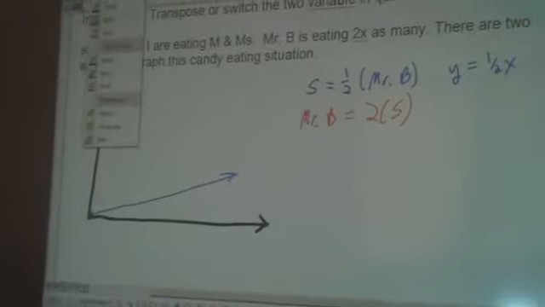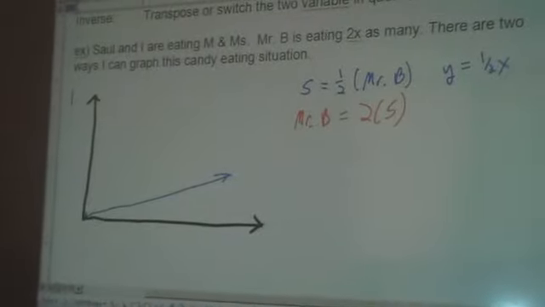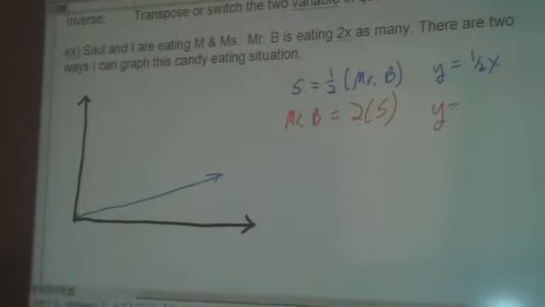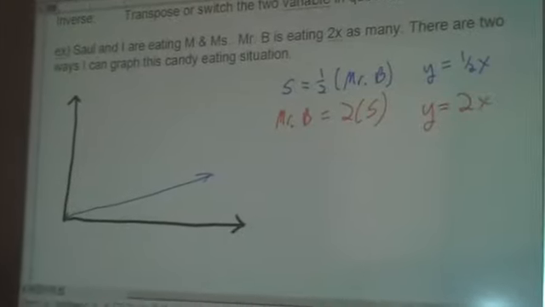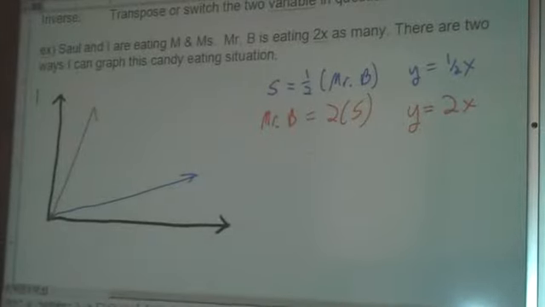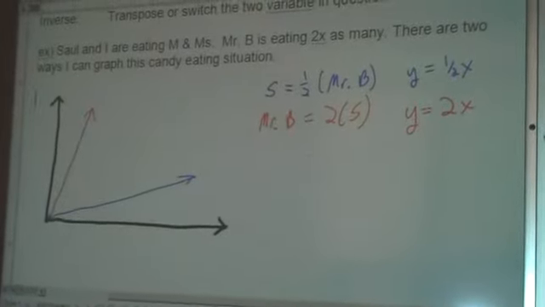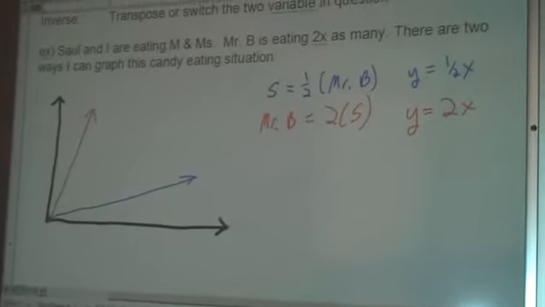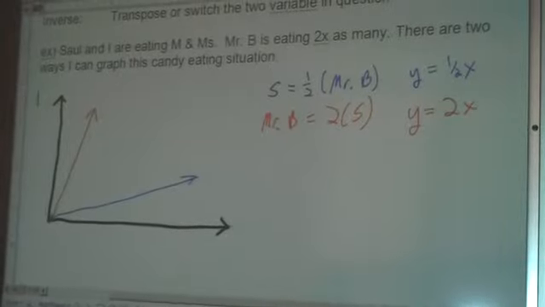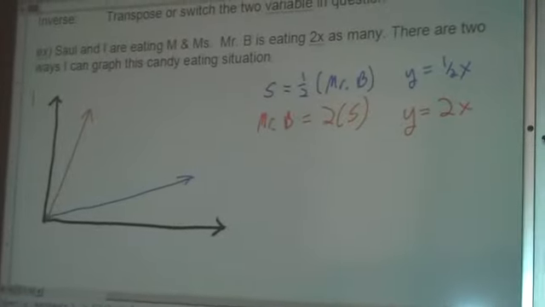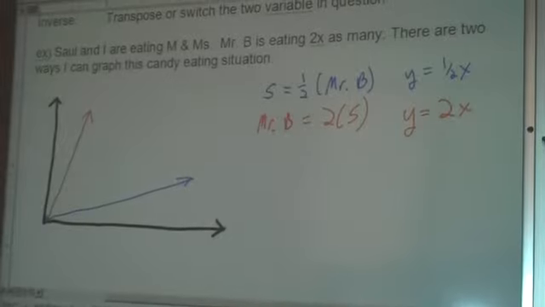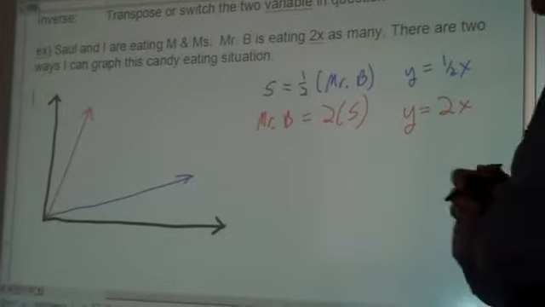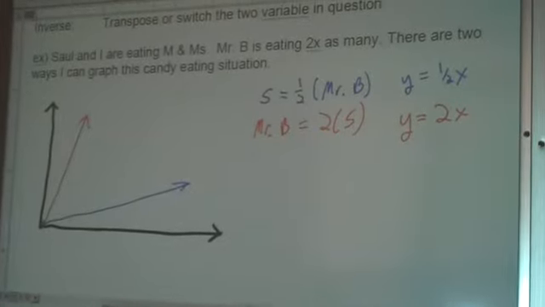If I decide to graph my M&M consumption as a dependent variable in a line, what's its equation going to look like? Y equals 2x, which is going up twice as fast, which represents my superior and less healthy M&M consumption. These two lines are inverses of each other. They represent the exact same thing, but the dependent and independent variables are switched. So you're inverting any math-represented situation when you switch the two main variables. We're only going to use this word really in two-dimensional stuff.